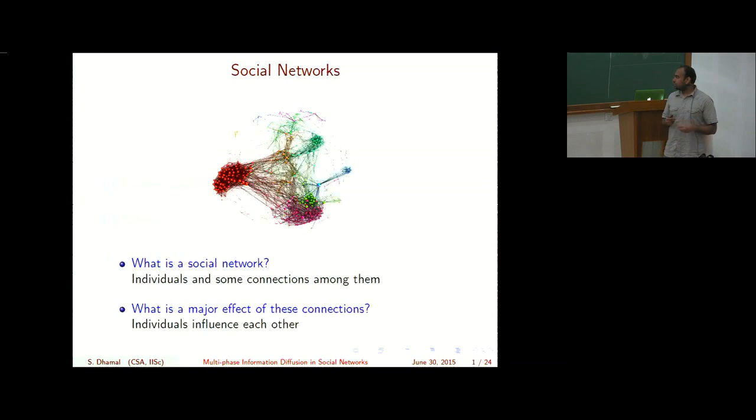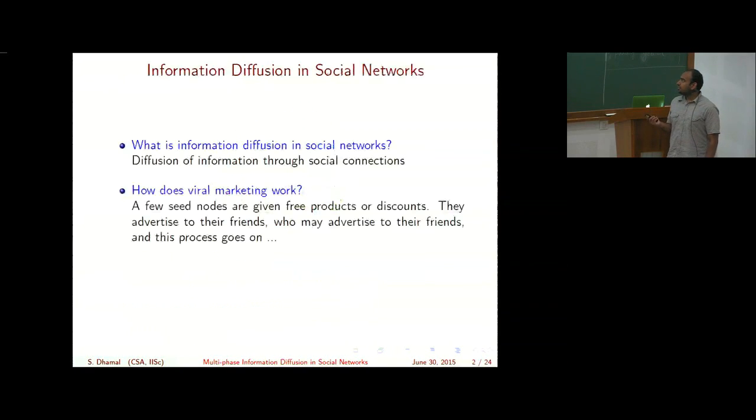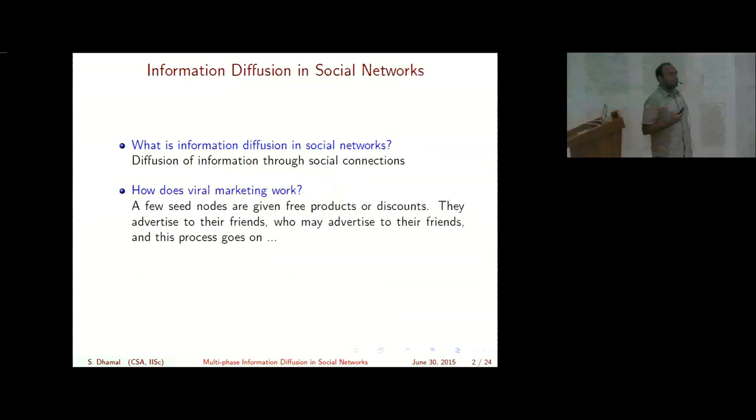Okay, so you must be quite aware of these things, that a social network is individuals and some connections among them. And the major effect of these connections is that individuals influence each other. One part of influencing each other is the passage of information from one to another. So this is used in something called viral marketing.